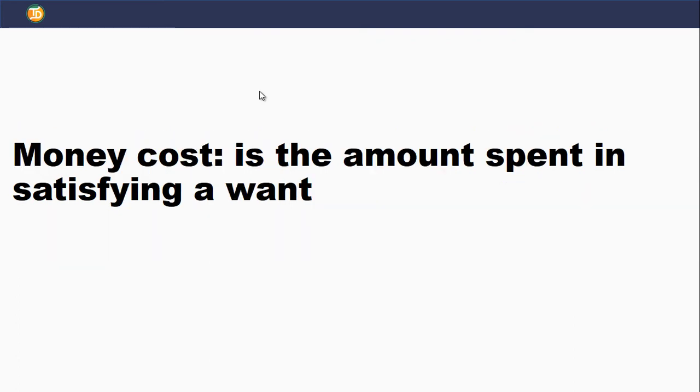Then finally, money cost is the last basic concept of economics. And money cost is the amount spent in order to satisfy a want. So the money you spend to satisfy a want becomes the money cost.